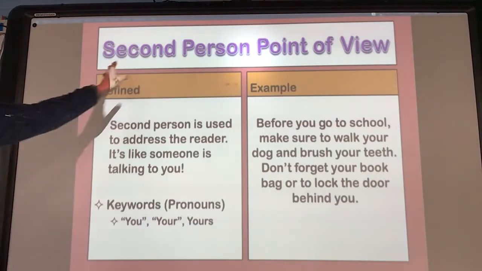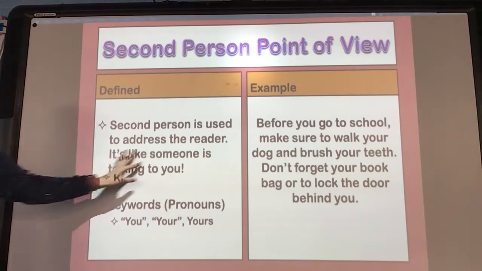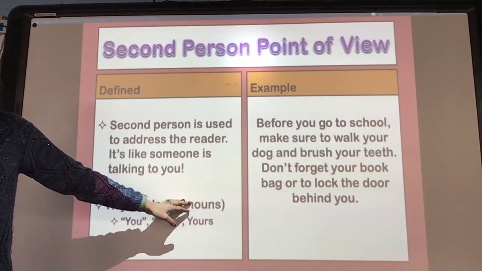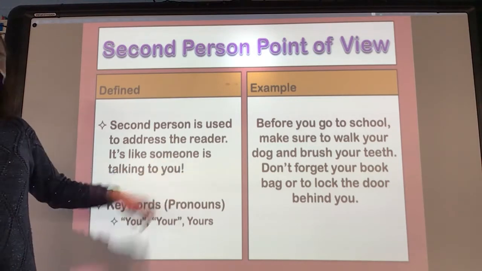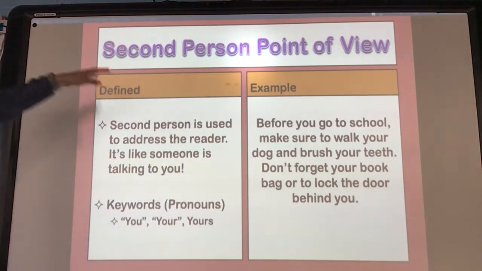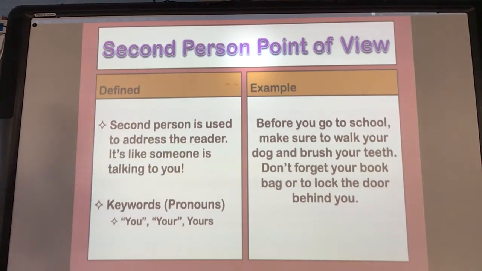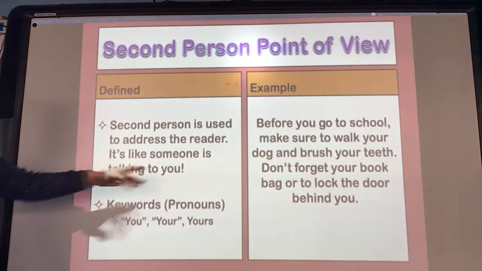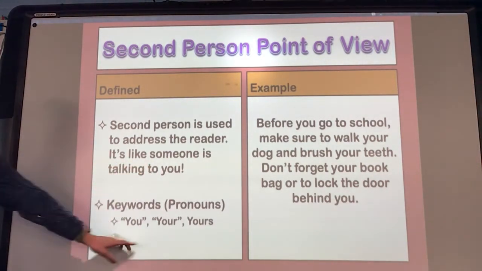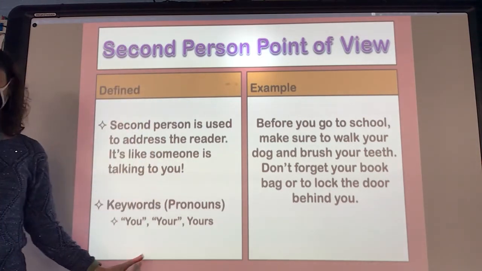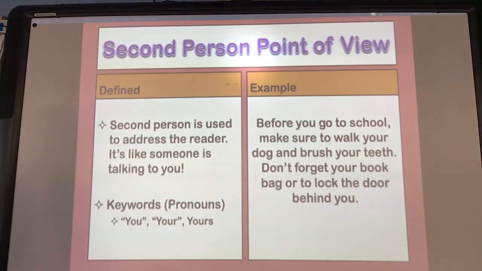Second person point of view. This is one that we don't generally see a lot, as far as what we're going to be doing. This might be something where you're explaining how to do something. So second person is used to address the reader. If I'm reading the story, it's talking to me. It's telling me what to do. It's like someone is talking to you or telling you what to do. So your keywords are going to be you, yours, and your. Take a minute, write that down, and then we'll look at this example.